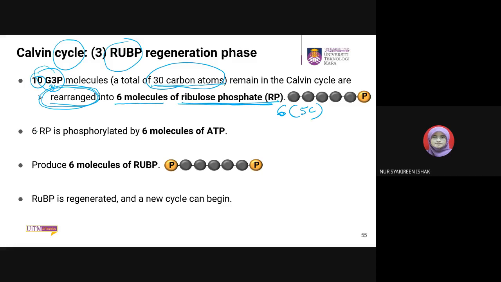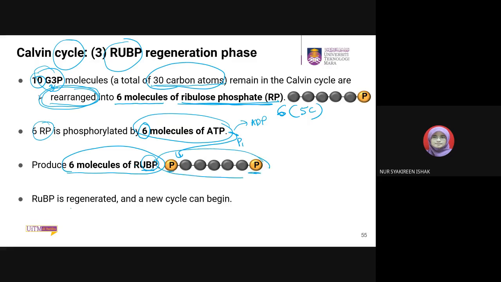So the 6RP, ribulose phosphate ni, dia akan receive phosphate daripada ATP molecule. Berapa ATP yang diperlukan? 6. Okay, so ATP release phosphate, dia akan jadi ADP. So dia akan produce apa? 6 molecule of RUBP, ribulose biphosphate. Ada 2 phosphate attached to the molecule. Okay, so RUBP is regenerated and the new cycle begin.